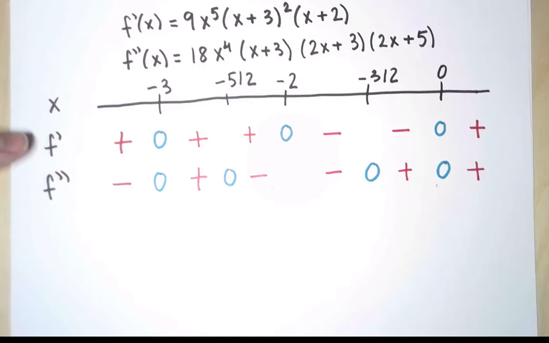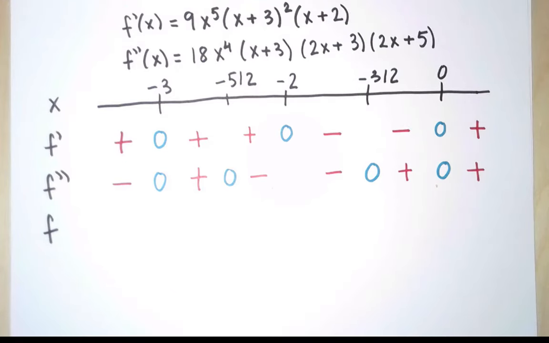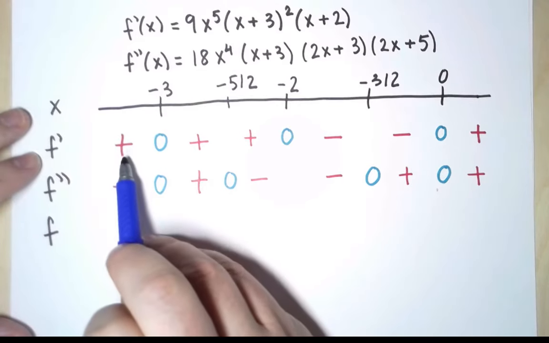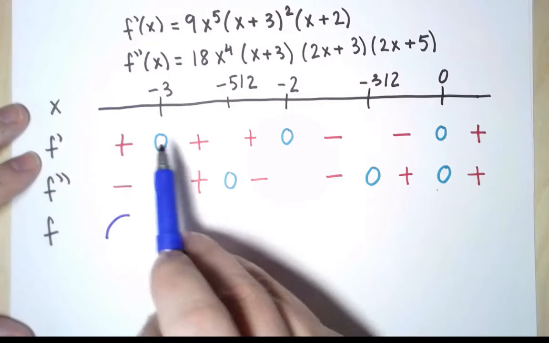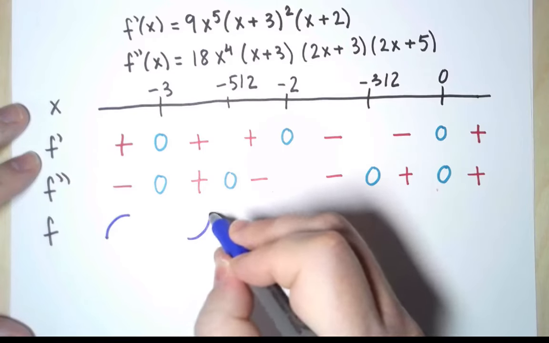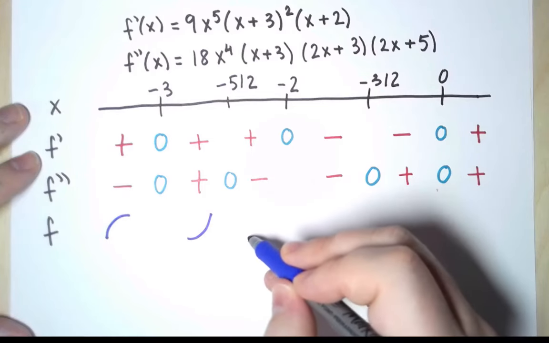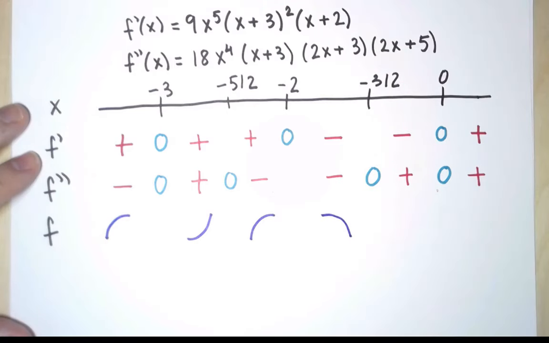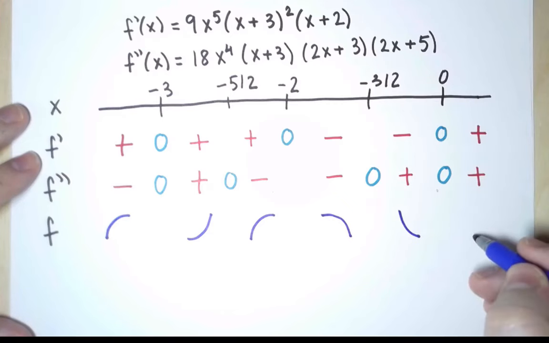Now let's put together the behavior of the first and second derivative to figure out the shape of the graph on each piece. Between -infinity and -3, the function is increasing and concave down. From -3 to -5/2, the function is increasing and concave up. From -5/2 to -2 is increasing and concave down. Then decreasing and concave down. Then decreasing and concave up. And increasing and concave up.